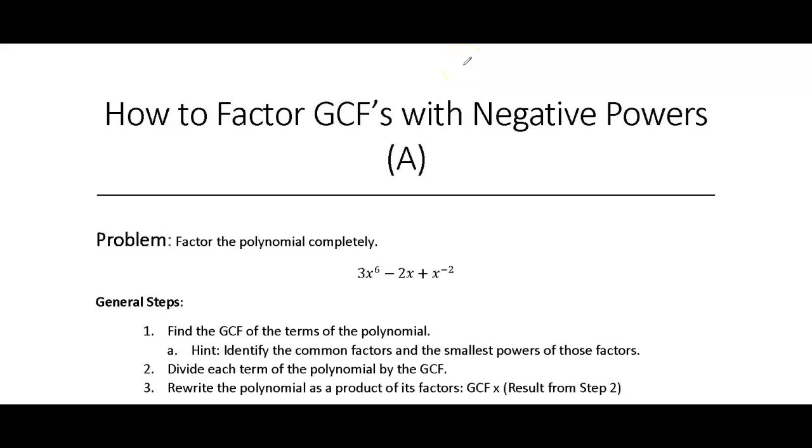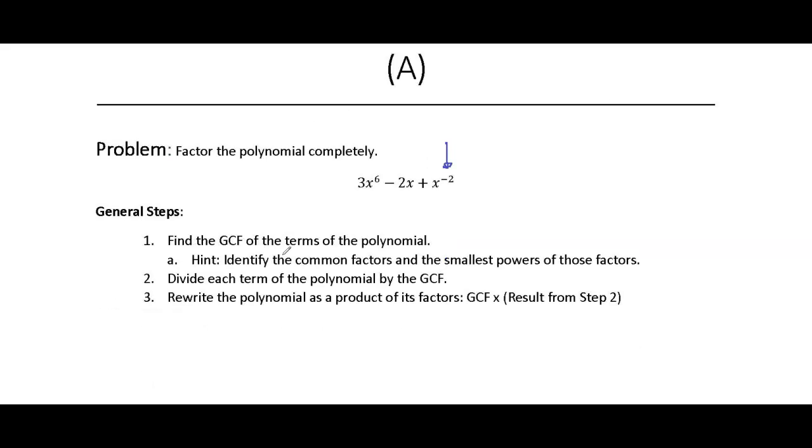How to factor GCFs with negative powers. Example A. Factor the polynomial completely. Here we have 3x to the 6 minus 2x plus x to the negative second power. So it's that negative second power that's a little new to us here. We're going to follow the steps for factoring out GCFs.